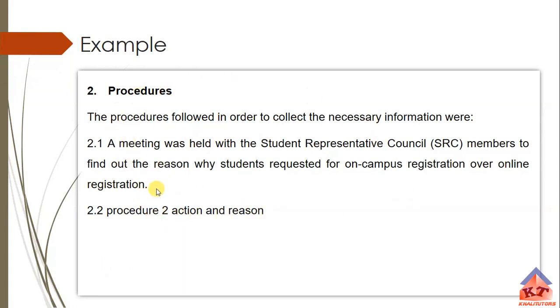Okay, so let us look at how I have combined the information in the previous slide. Okay, my first procedure reads as follows. A meeting was held with the student representative council members to find out the reason why students requested for on-campus registration over online registration. Okay, after doing this, you should combine the next row from the checklist, and so on. Okay, if you can do this, you will score very good marks. Provide the action and the reason, action and the reason, and so on.